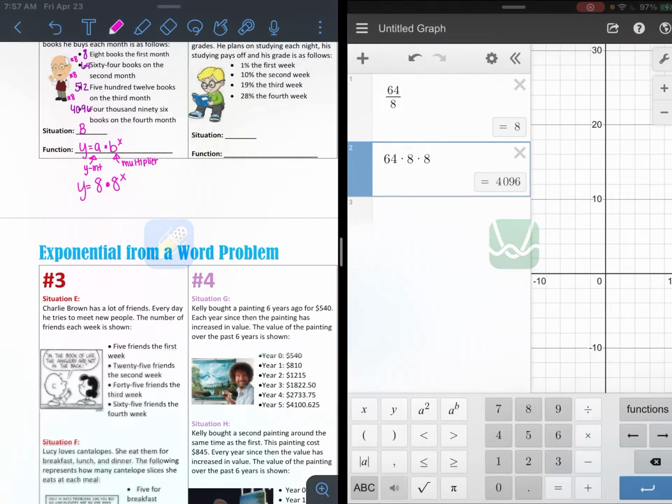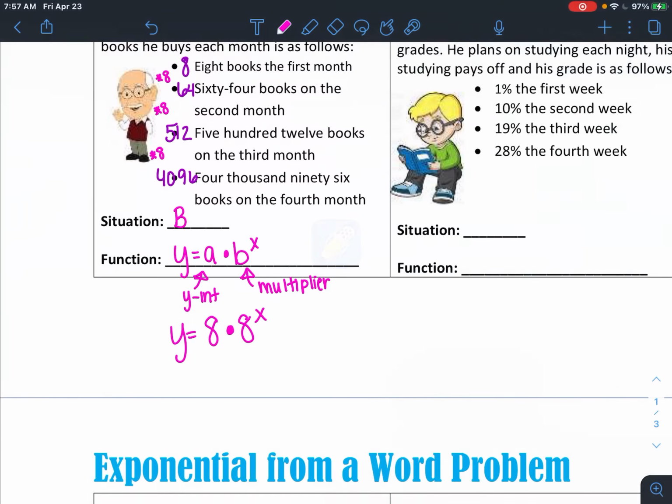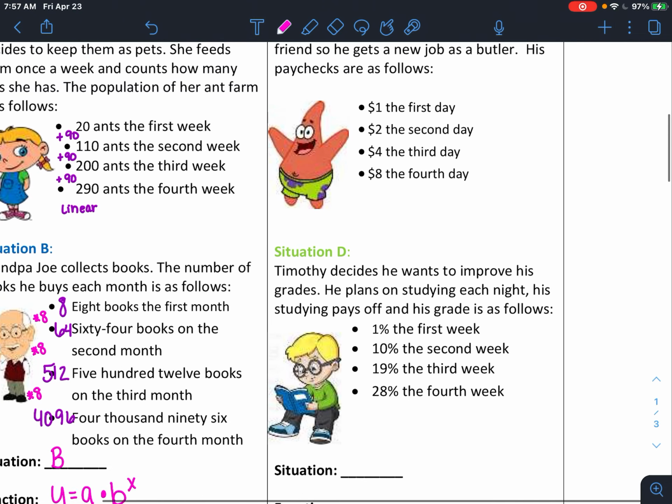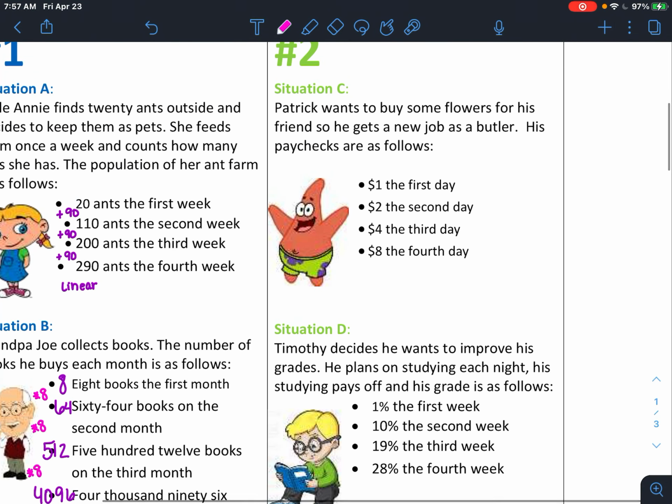Let's get rid of Desmos, and let's try this next one. Situation C, Patrick wants to buy some flowers for his friend, so he gets a new job as a butler. His paychecks are as follows: $1 on the first day, $2 on the second day, $4 on the third day, $8 on the fourth day. So not increasing very quickly.